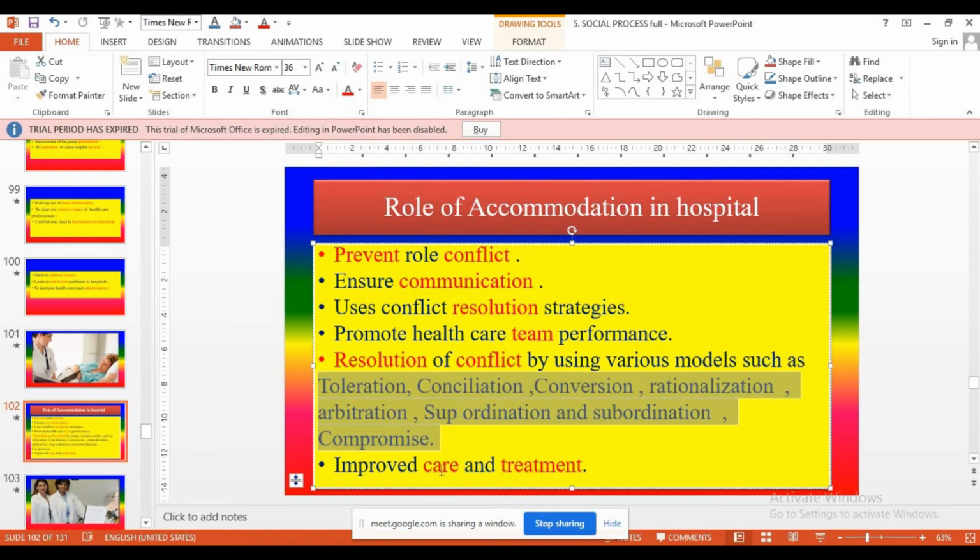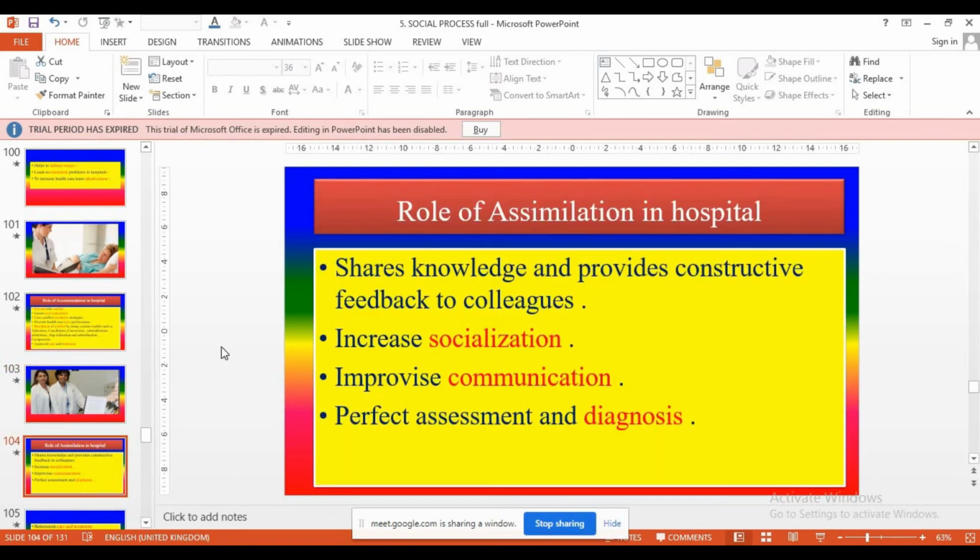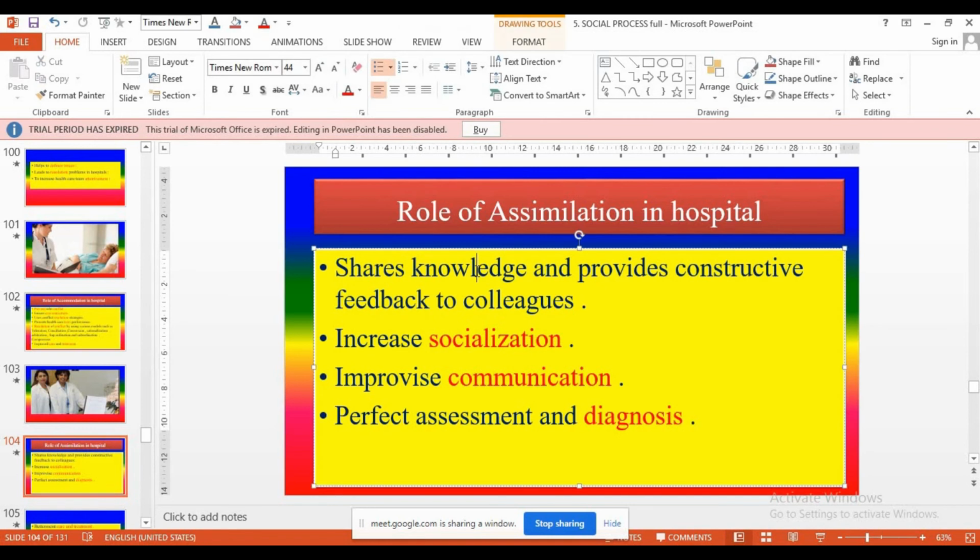Next, improved care and treatment. Look at this. Then the role of assimilation in hospital. Share knowledge. Provide constructive feedback to colleagues. Then increase socialization. Improve communication among healthcare professionals.